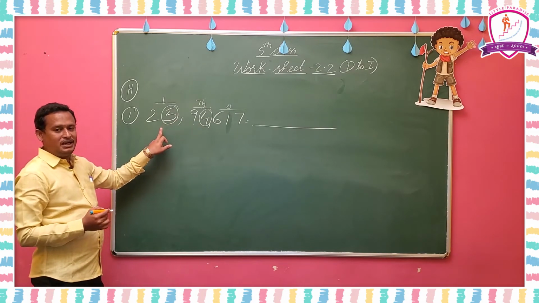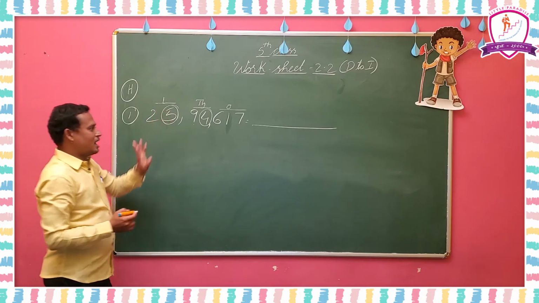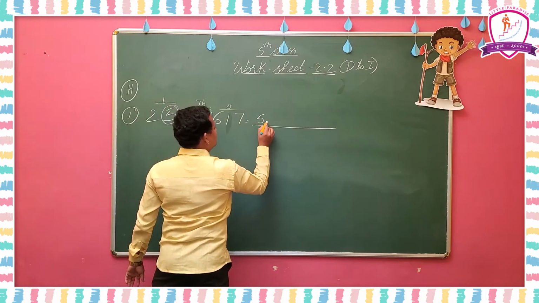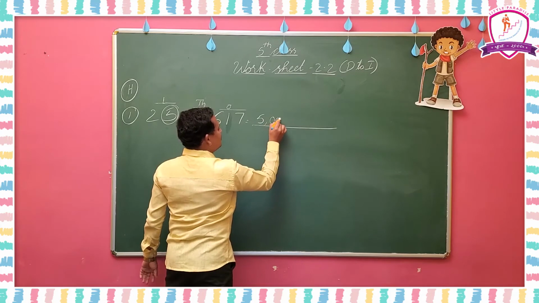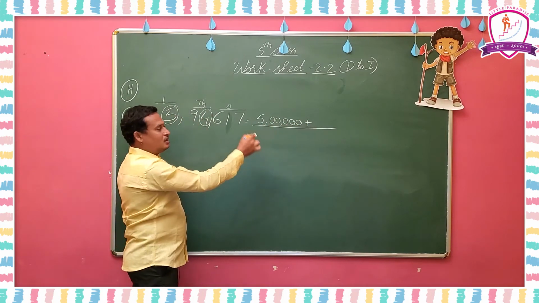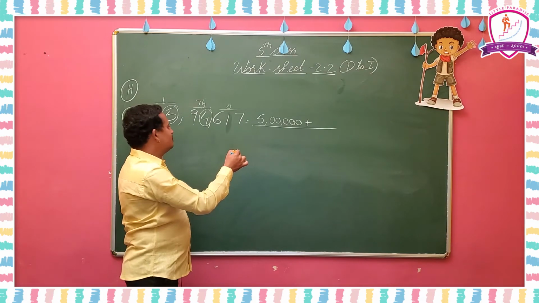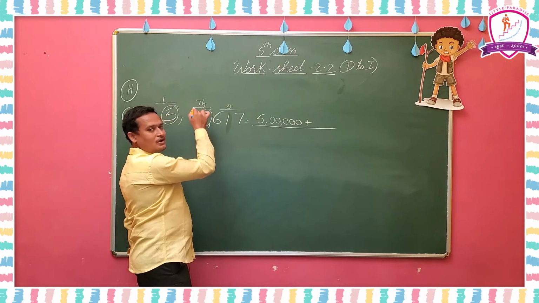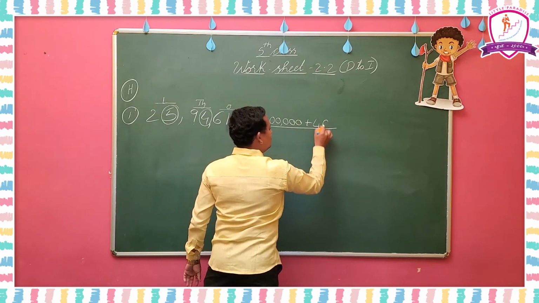So 5 is in which place? 5 is in the lakhs place. We have to write the place value of 5, which is 5 lakhs. When you are writing the place value, you must also put commas. Understood? Next, 4 is in which place? Thousands place. Write 4,000 here.